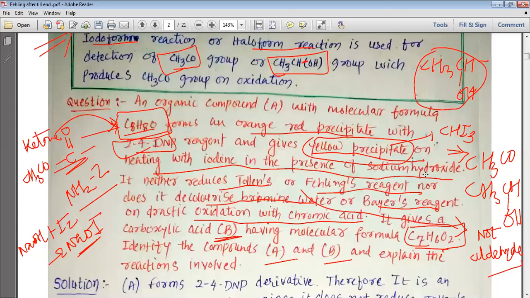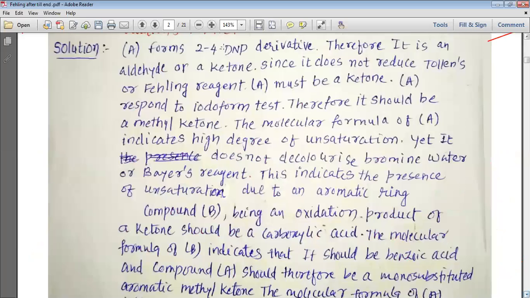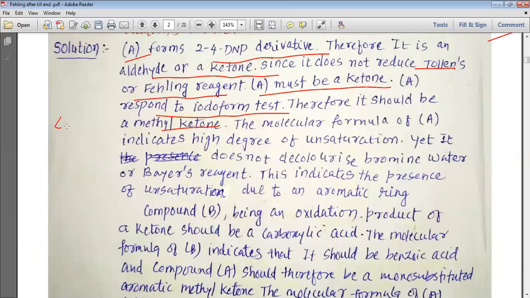Okay, then let us omit this discussion, but let me read it for you once again. A forms a 2,4-DNP derivative, therefore it is an aldehyde or ketone. Since it does not reduce Tollens' or Fehling's reagent, A must be a ketone. A responds to the iodoform test, therefore it should be a methyl ketone. Methyl ketone means this.